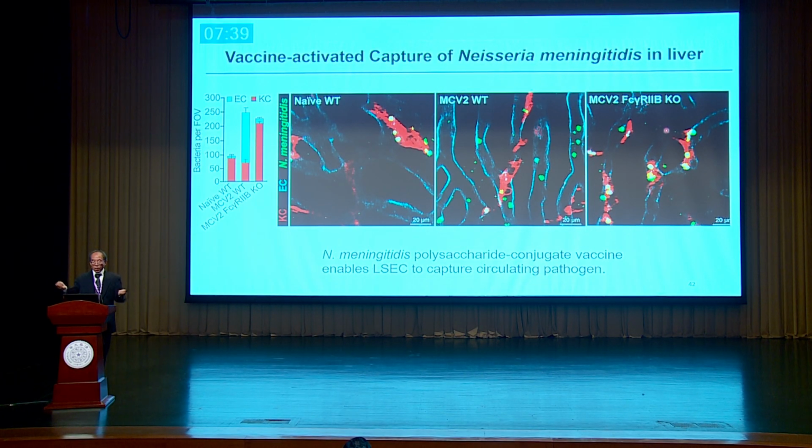Okay, so the question is whether this only works for a single bacterium or it's true for all the encapsulated bacteria. And so we used Neisseria meningitidis, which has a conjugate vaccine, and we basically repeated the same phenomenon. And so with the conjugate vaccine that covers the two serotypes, it binds to the liver cells, endothelial cells bind bacteria well. If you get rid of the Fc gamma 2b, then binding only occurs with the Kupffer cells.